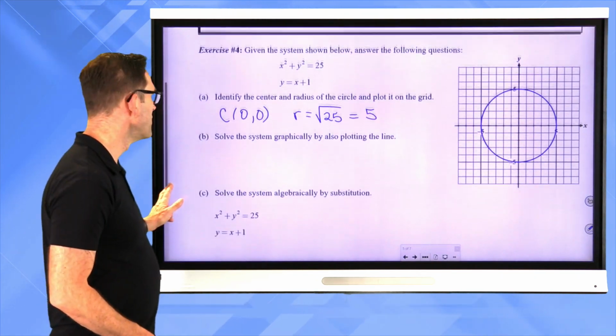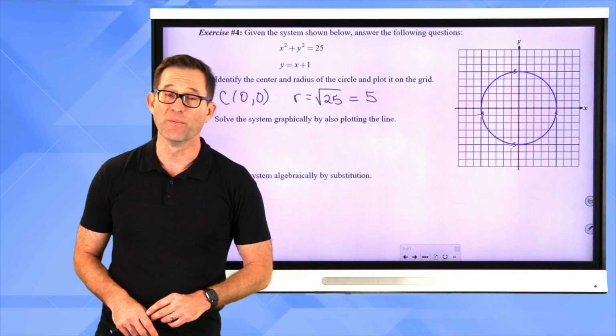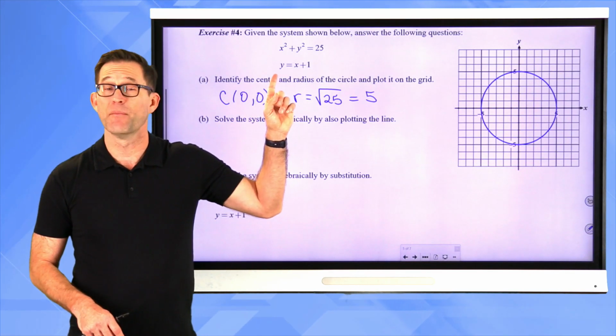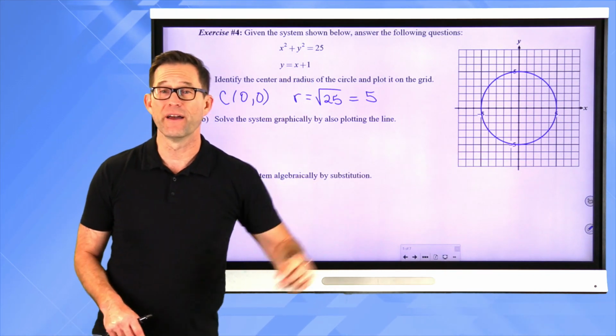Now let's take a look at B. Solve the system graphically by also plotting the line. All right, so you've got to graph this line. I'm hoping you can do it at this point. Pause the video now and graph the line on that grid.